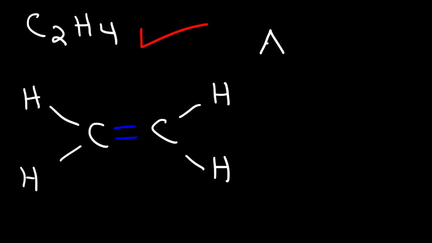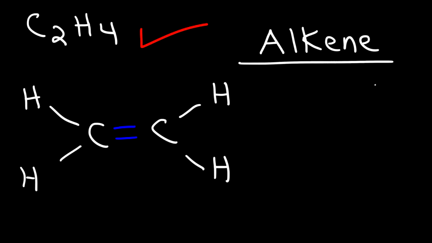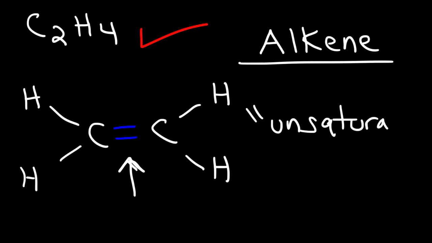Now this particular molecule is known as an alkene. An alkene is a functional group where the organic compound has a double bond. It's also known as an unsaturated compound. The reason why it's unsaturated is because, unlike an alkane, it does not contain the maximum number of hydrogen atoms that it can hold. So it's unsaturated.